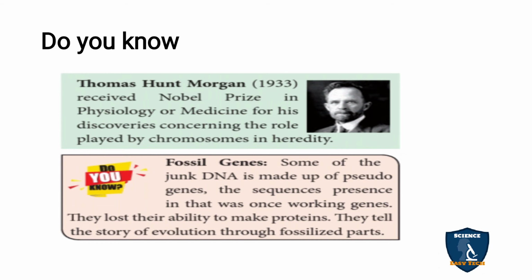Thomas Hunt Morgan in 1933 received the Nobel Prize for physiology or medicine, for his discoveries concerning the role played by the chromosomes in heredity. So, how chromosomes play an important role in heredity. For that work he got the Nobel Prize in 1933.